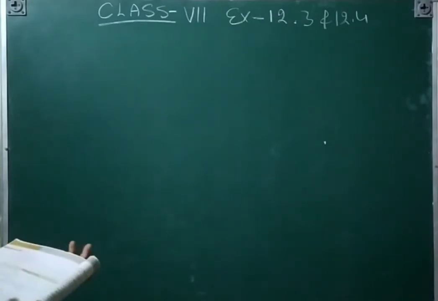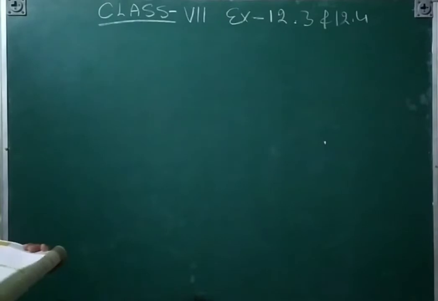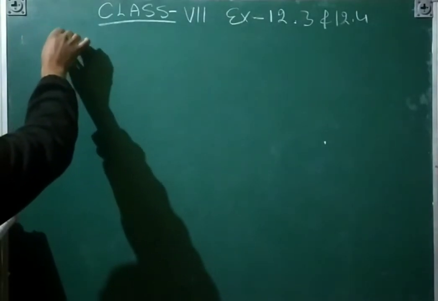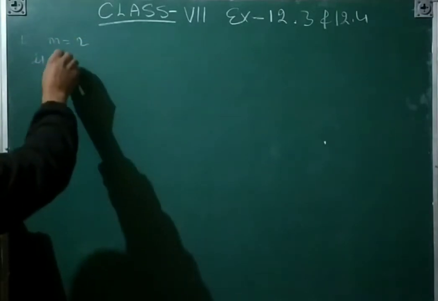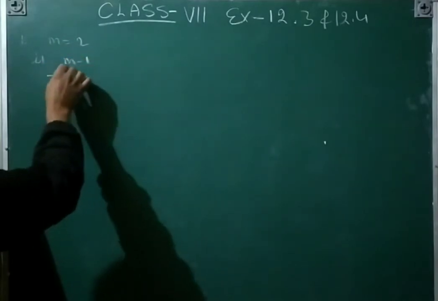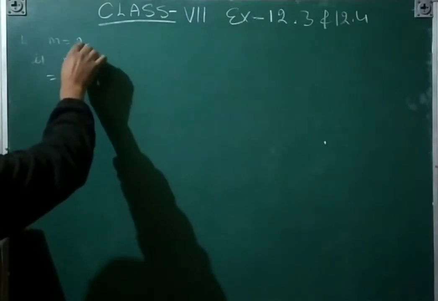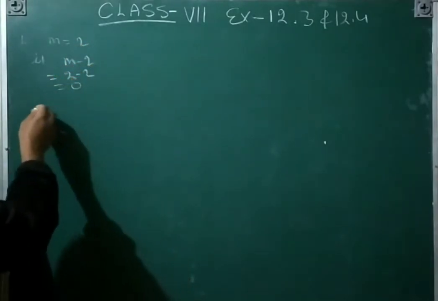Exercise 12.3. In this exercise we will place the values of a variable. So question number 1: if m is equal to 2, that is given. First part: m minus 2. On the place of m we will place this value, 2, so 2 minus 2, so that is 0, answer.